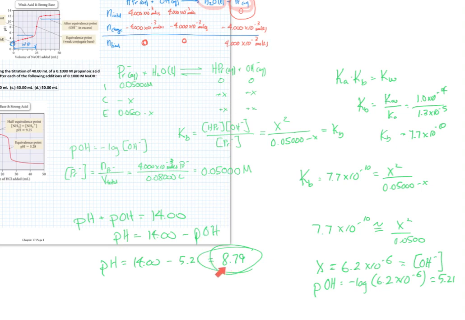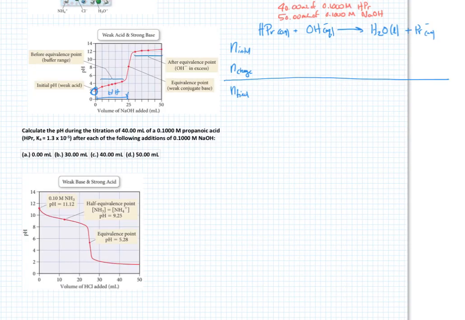It depends on what's actually being titrated. So if we have a weak acid and a strong base, we're going to end up with a pH above 7. If we have a strong acid and a weak base, we're going to end up with a pH less than 7.